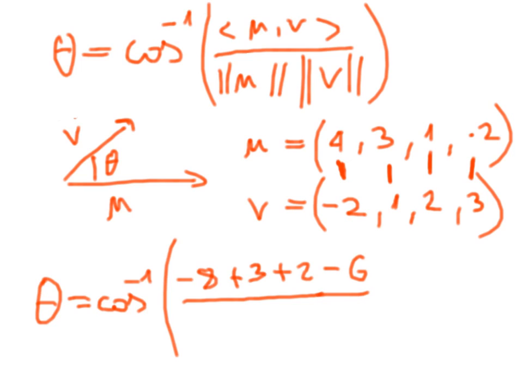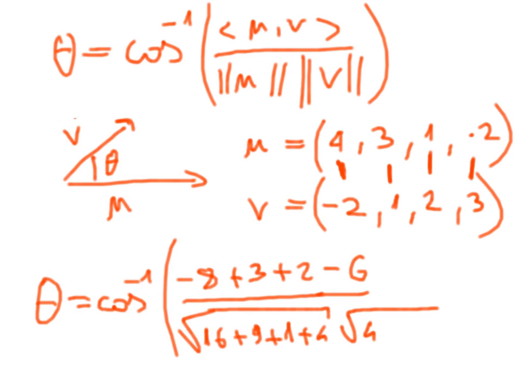And what in the denominator? Well, in the denominator, we just have to take the norm of u times the norm of v. But we know that the norm is just the square root of the inner product of a vector with itself. So we just have to take the square root of 4 squared, so 16, plus 9, plus 1, plus 4, and for v we get 4 plus 1 plus 4 plus 9.